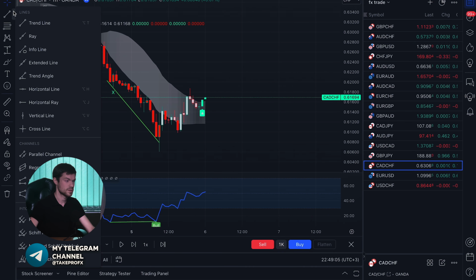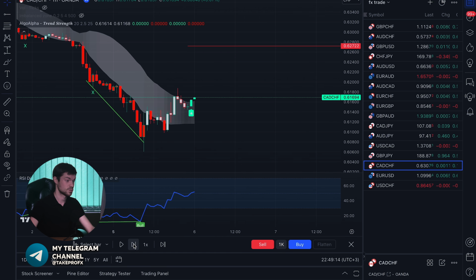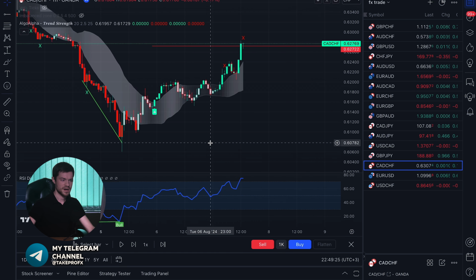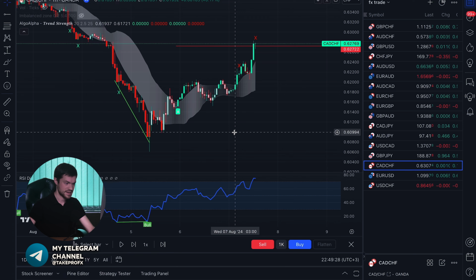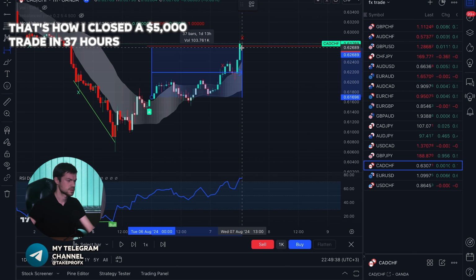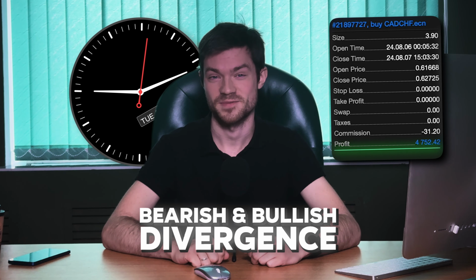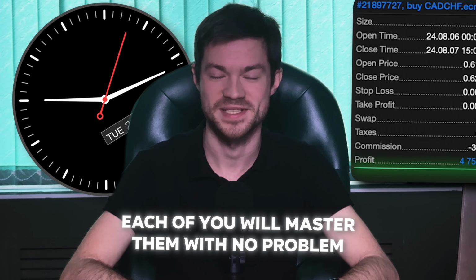Let's find it on the chart. So here we have closed this trade. So let's take a look at it. Yes, it was quite a long trade, but considering that this is an hour time frame, which is where I usually trade, the whole trade took me about 1 day and 13 hours. Literally in 37 hours, I earned almost $5,000 using 2 simple indicators, which each of you can master without any problems.